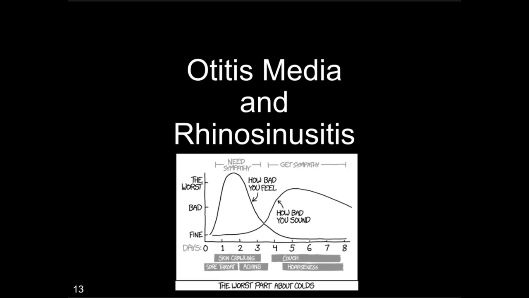So that was Streptococcus, and those are infections that are found in the pharynx and sometimes move down, disseminate throughout the body. I wanted to focus next on otitis media and rhinosinusitis. So these are infections of the ear and the upper respiratory system.